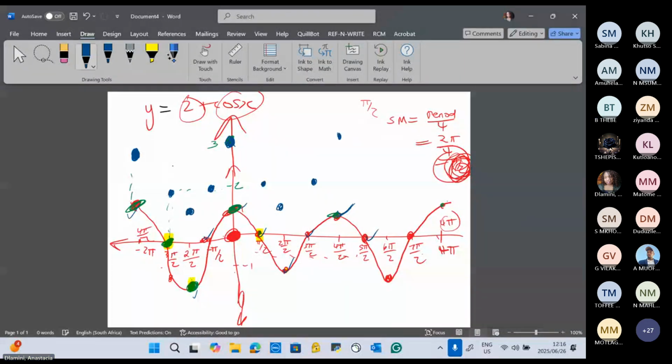2. And then this point goes to 1, and then this point goes to 2, and then this point goes to 3. There's one complete period. There's another complete period. There's another complete period. Let's go 2 plus cos of x.